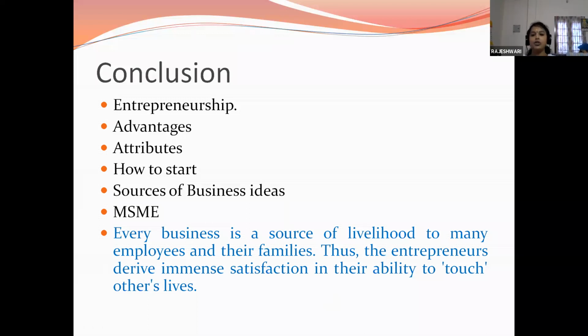And finally, every business is a source of livelihood to many employees and their families. Definitely, entrepreneurs derive immense satisfaction in their ability to touch others' lives, not only their own, as well as their growing economic growth. So one employee's livelihood is supported and their area is developing. In that way our country is developing. It is growth from a very small level to a very high level.